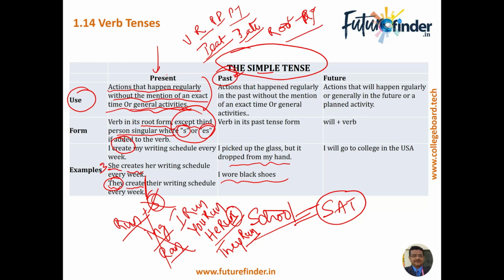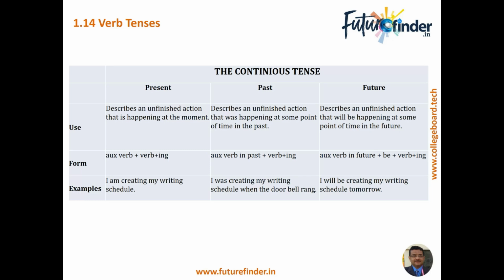Future, obviously, actions that will happen regularly. The actions that will happen regularly or generally in the future, will plus the root form of the verb. I will go to school in the USA. So things that will happen regularly in the future. So these are all examples of simple tense. What about the continuous tense? The present continuous tense describes an unfinished action that is happening at the moment. Okay, that is the use.